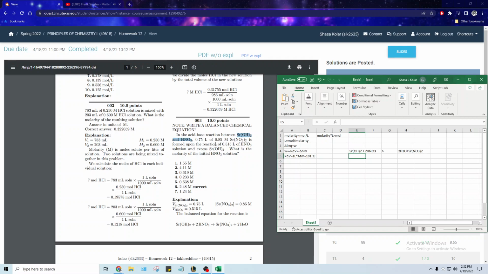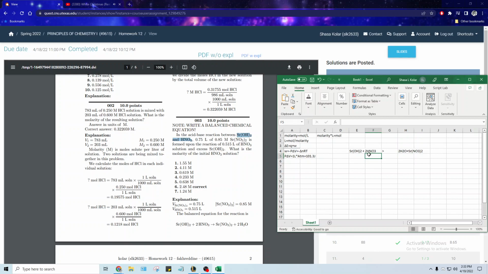So we start with 0.75 liters of 0.85 molarity Sr(NO3)2, strontium nitrate, formed upon reacting nitric acid and excess strontium hydroxide. So we have the number of moles here. That's what this is giving us in liters and molarity. So we have to calculate what it produces, and it's asking us for the molarity of what we put in here.